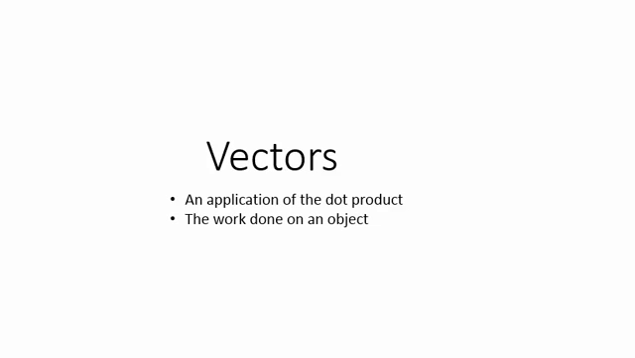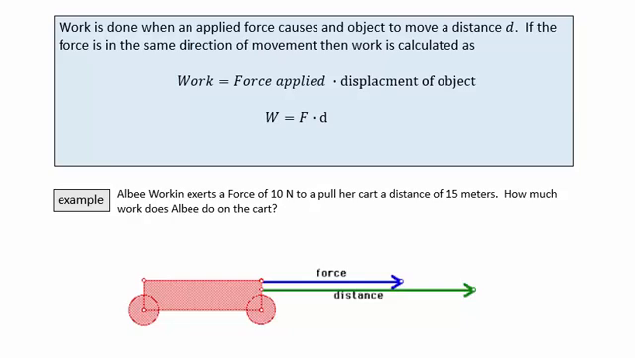In this video, we are going to look at an application of the dot product and calculate the work done in moving an object by an applied force. Work is done when an applied force causes an object to move some distance d. If the force is in the same direction of movement, then work is calculated as the product of your applied force times the displacement, or the distance the object moves. Most times we just write it as W equals FD.